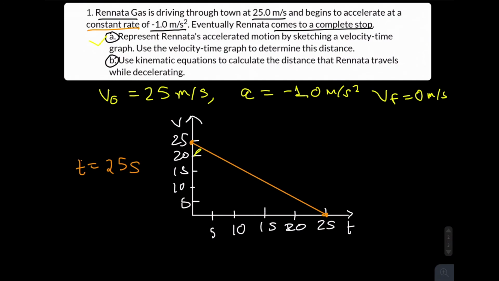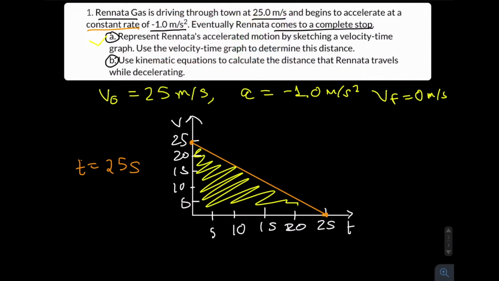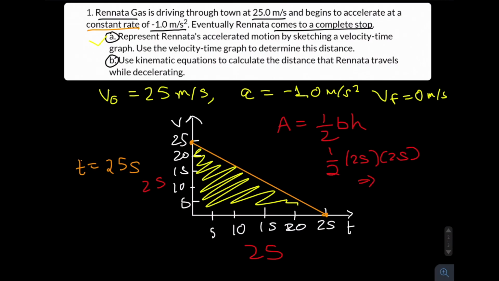Now we want to determine the distance, and as we talked about, it's just the area under the curve. So now here we actually have a triangle. Recall quickly, area of a triangle is 1/2 base times height, right? So our base here is 25, and our height is also 25. So it's just going to be 1/2 times 25 times 25, which is essentially 312.5, or we can just round that to 313 meters. That's how much distance they cover.